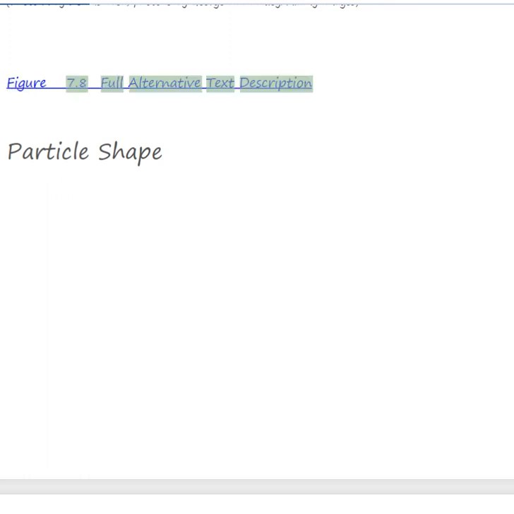Figure 7.8 Full alternative text description.